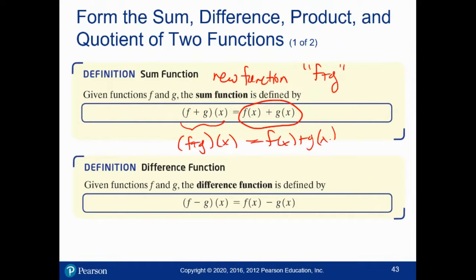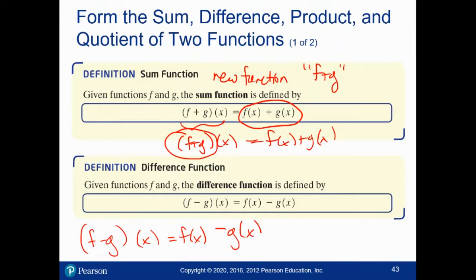It looks like we're doing a distributive property. We're not. This is just a way of defining what this means to begin with. Similarly, if I have functions f and g, I can make a new function f minus g. How do I plug x into this? I do f of x and I take away g of x. And we're not doing a distribution of the x or anything like that. This is just by definition what this means. And it's called the difference function.